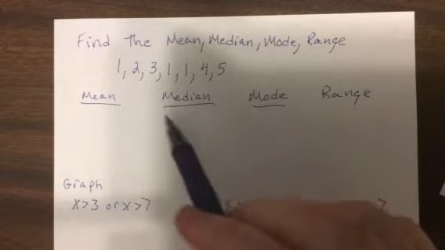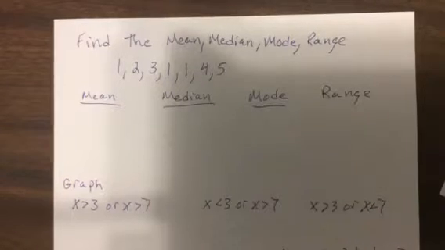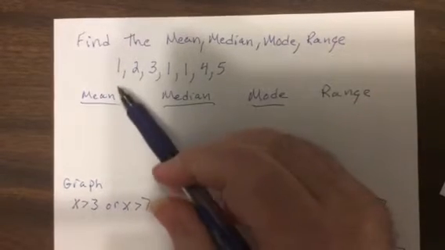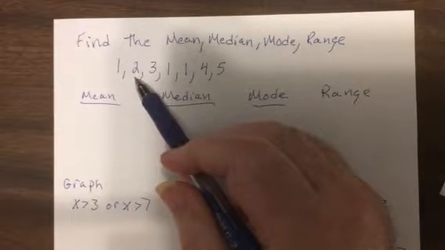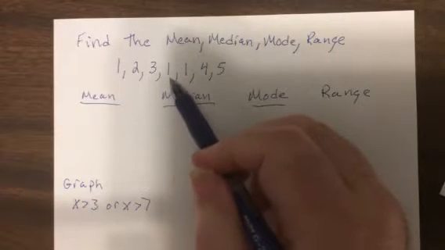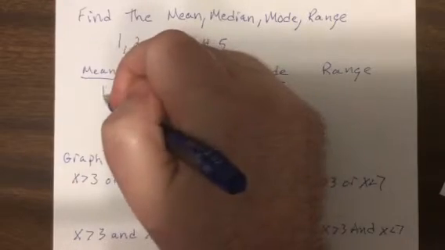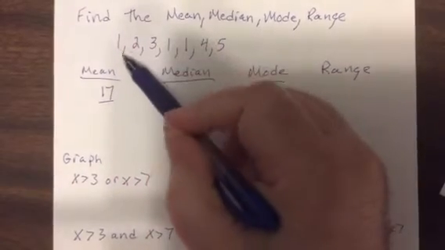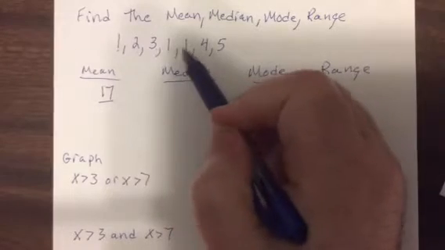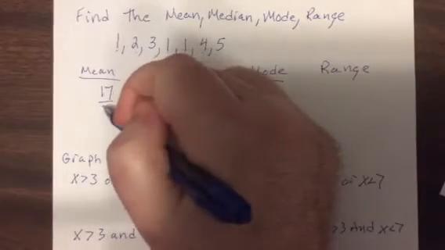Find the mean, median, mode, and range, and then turn me back on. Okay, mean. You add up: 1 plus 2 is 3, plus 3 is 6, 7, 8, 12, 17. Then you divide by the number of numbers: 1, 2, 3, 4, 5, 6, 7.